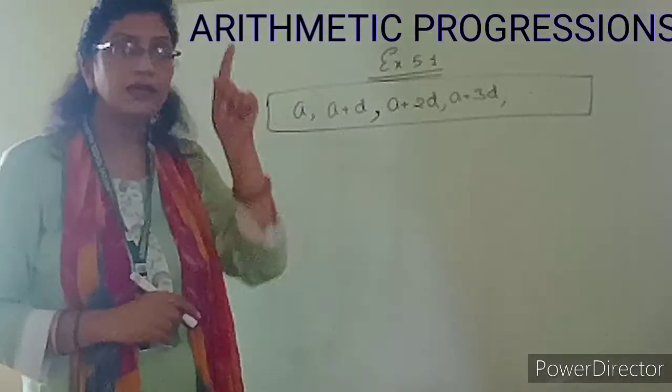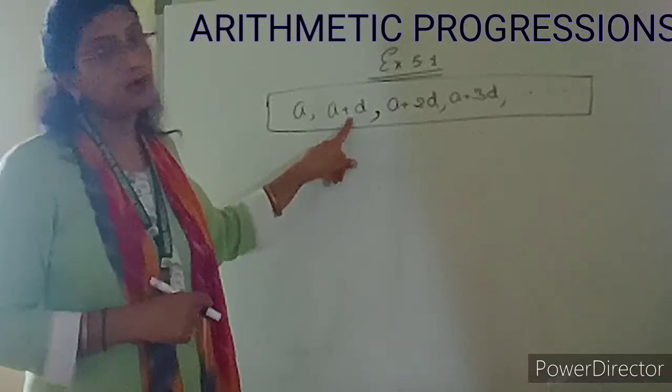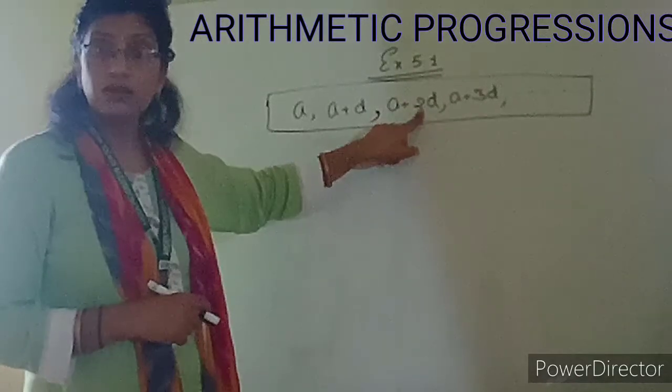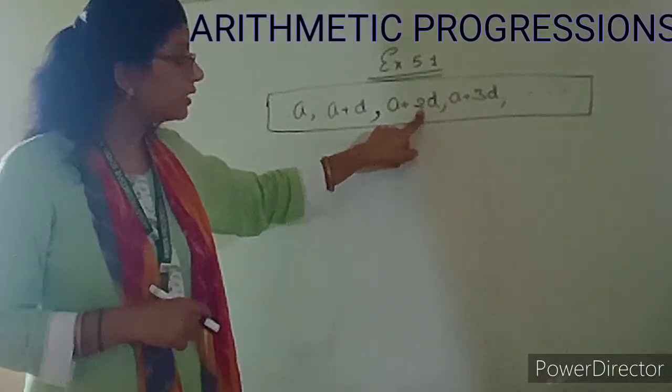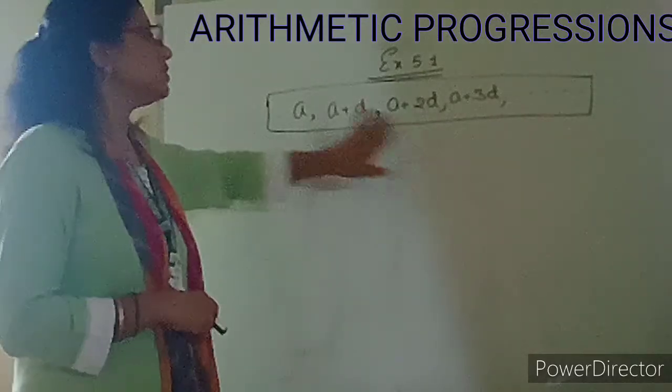Up to A plus nD. See, the second term is A plus D, the third term is A plus 2D. The third term has one less, so what will the nth term be? A plus (n minus 1)D. Okay, so this is the series.